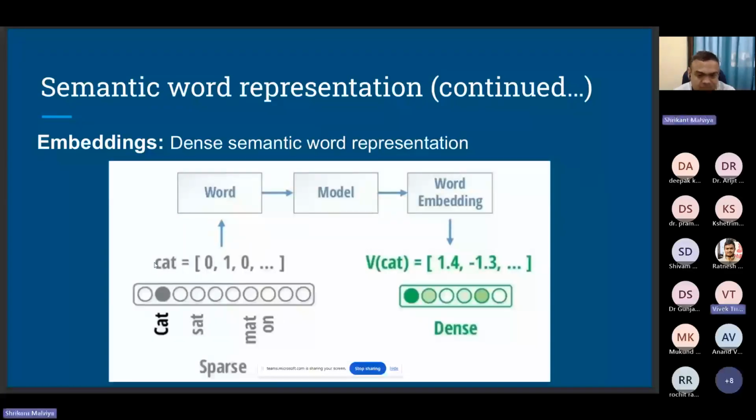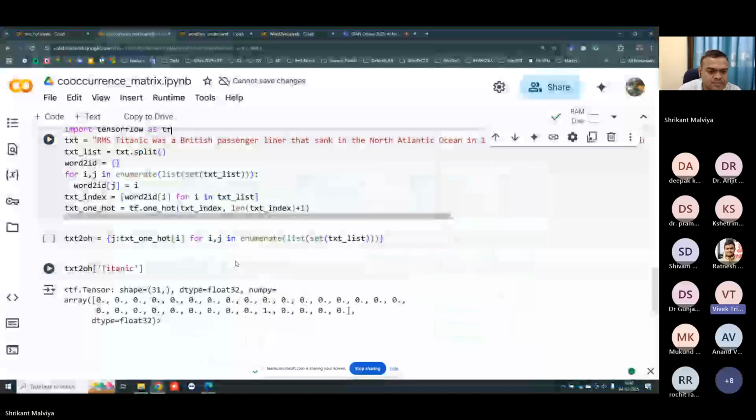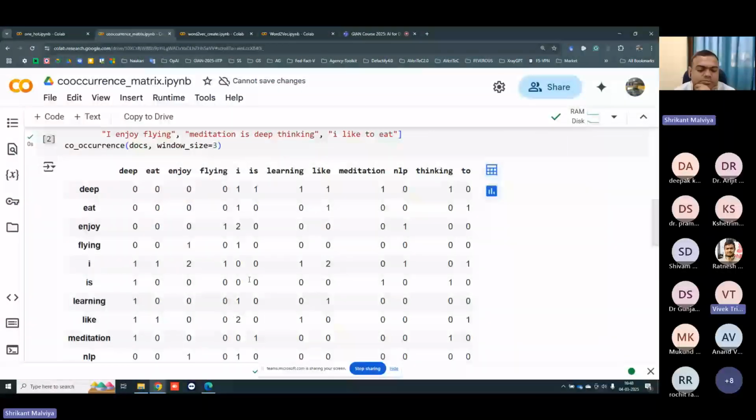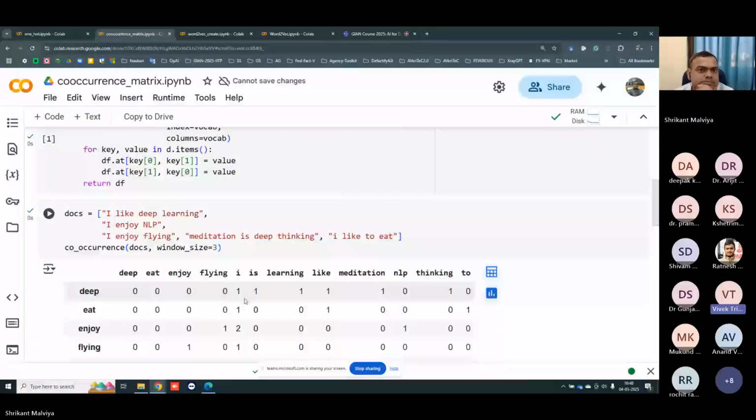Sir, just a small doubt. In the co-occurrence matrix, when you say window size, suppose I say I like machine learning. In this, if the window size is 1, 2, or 3, does it matter? If I say window size is 2, then for I like machine learning, I will be counted as a 1, and then the next two words will be there in the window. How does it start?